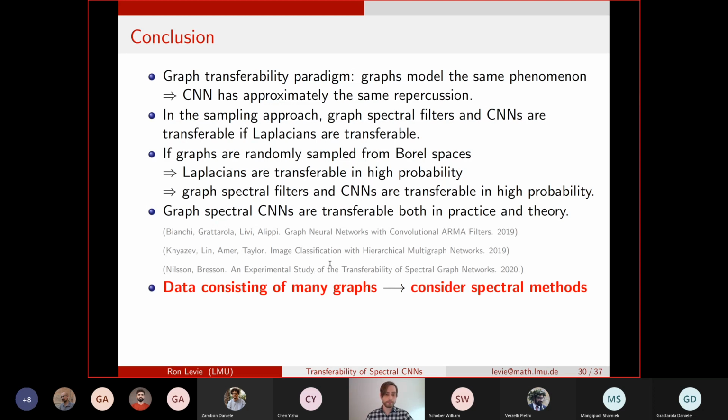So in conclusion, if your data consists of many different graphs, then you shouldn't exclude spectral approaches, because they are transferable both in practice and in theory, and you may obtain state-of-the-art results if you use a spectral approach. Okay, so basically this is what I wanted to talk about, and thank you for the attention.